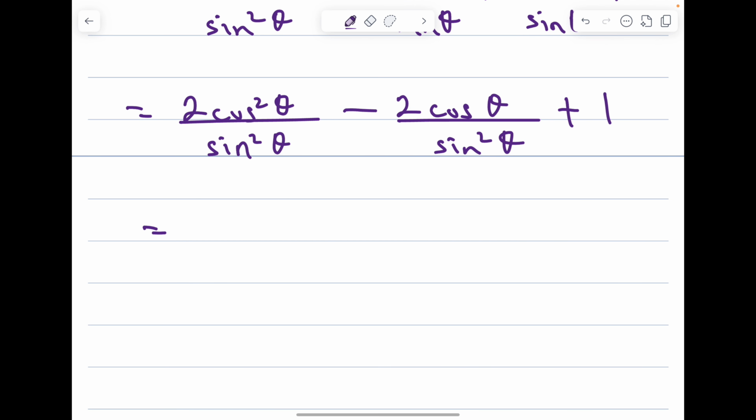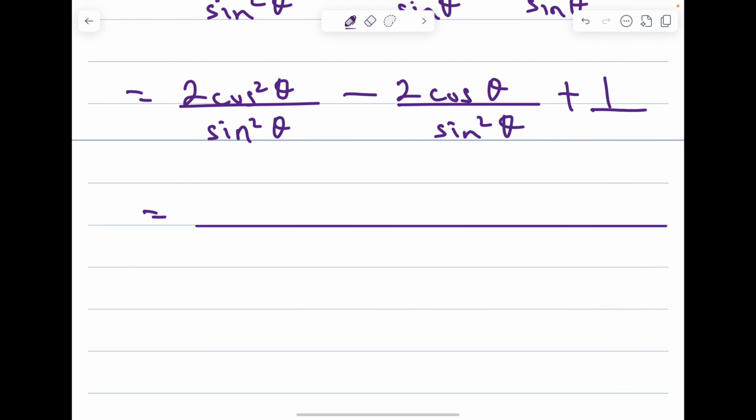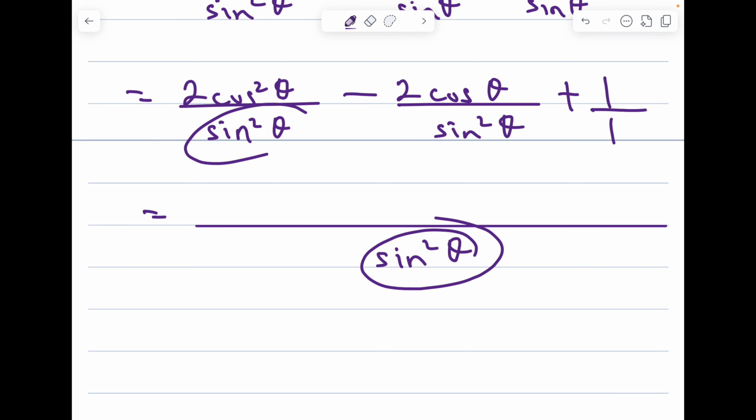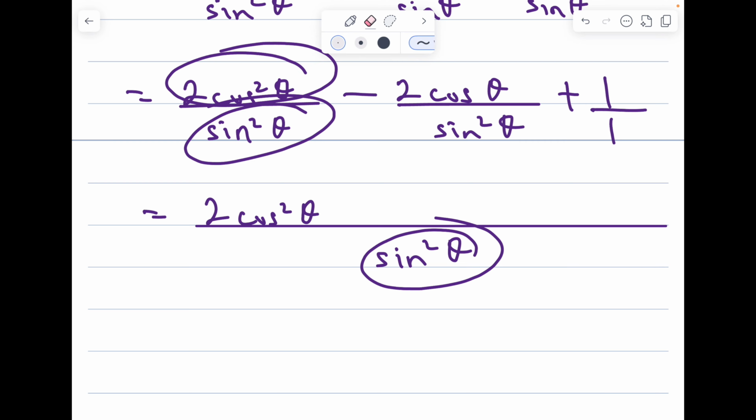From here, we can find the LCM of the denominators. The LCM of the denominators, of course, you know that this is 1 over 1. So the LCM of the denominators is sine square theta. Now, sine square theta divided by sine square theta is 1. 1 times 2 cos square theta, that's 2 cos square theta.